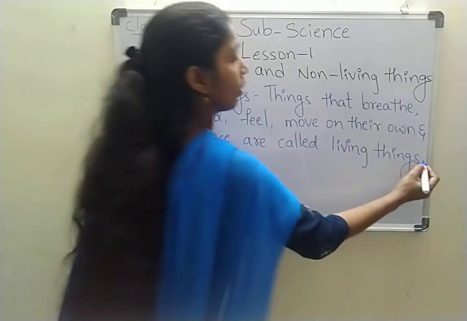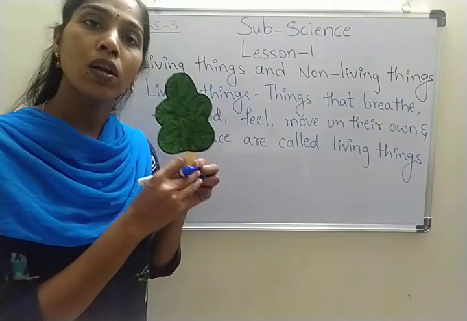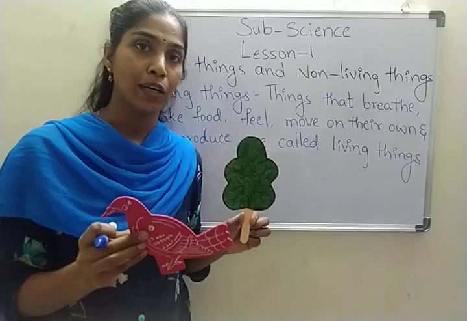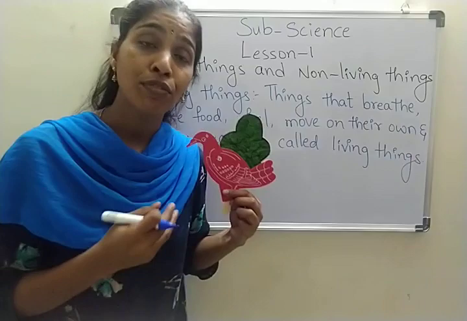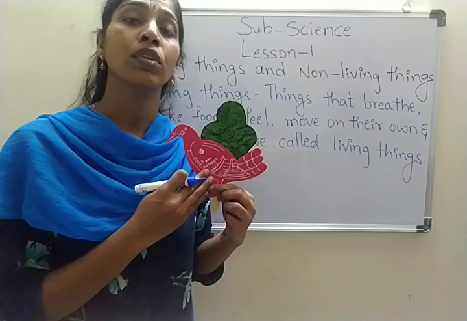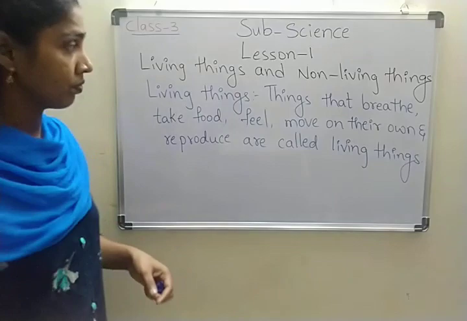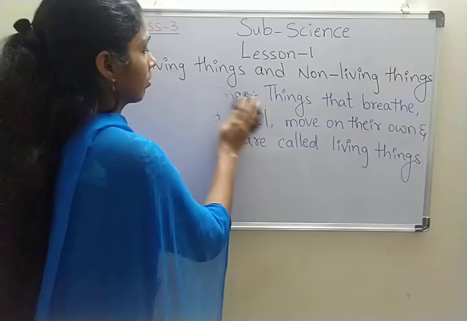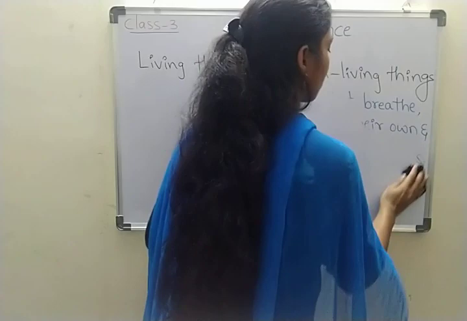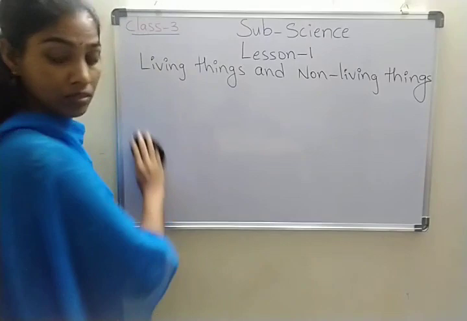Children, now tell me a few examples of living things. Very good. All plants, animals and human beings are examples of living things. Children, there are certain features of living things that make them different from non-living things. Understood, children? Now let us discuss the features of living things.